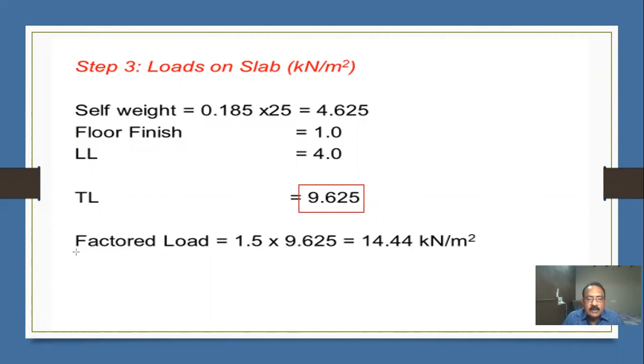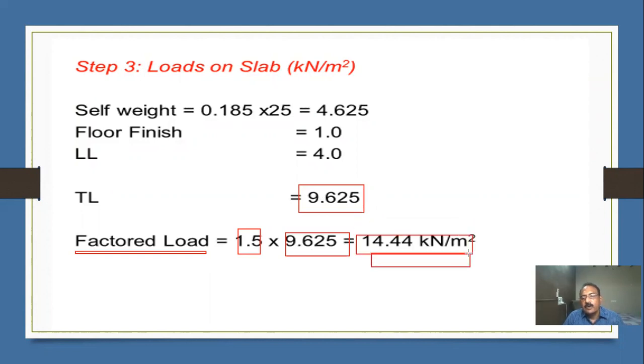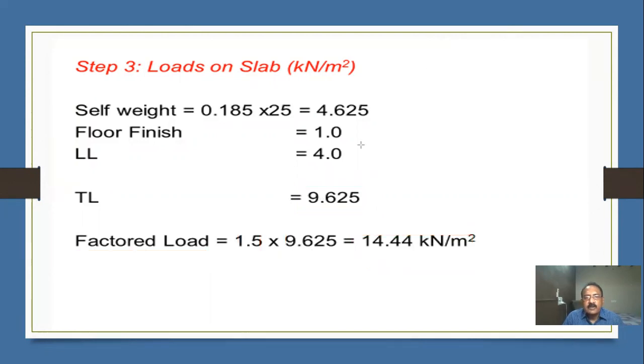We have to consider the limit state factor of safety, that is 1.5, into this 9.625. You will get the factored load on this area as 14.44 kilonewton per meter square. In this way, you have to calculate the loads on the slab, right?